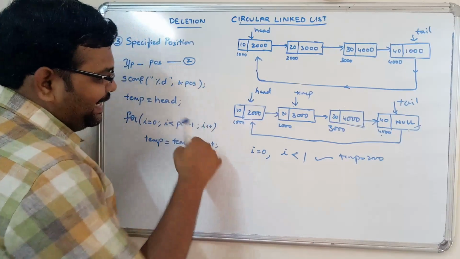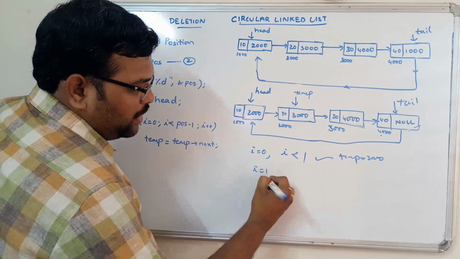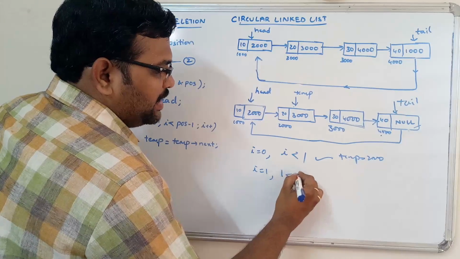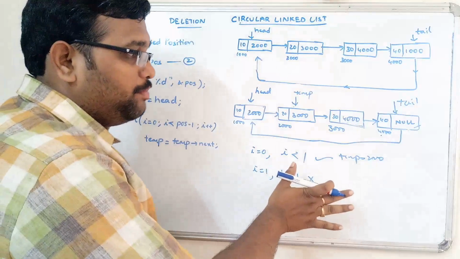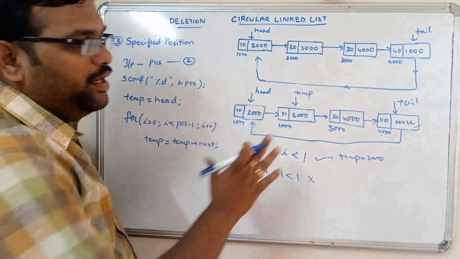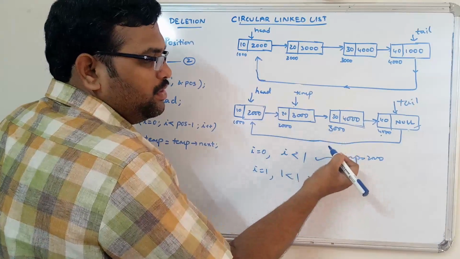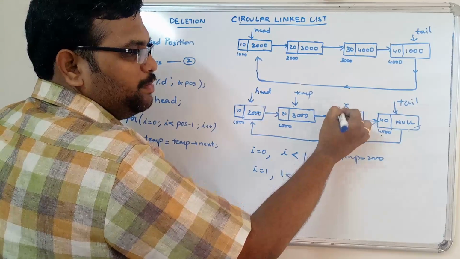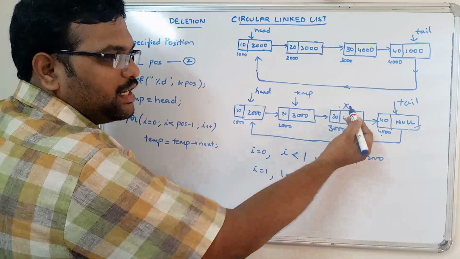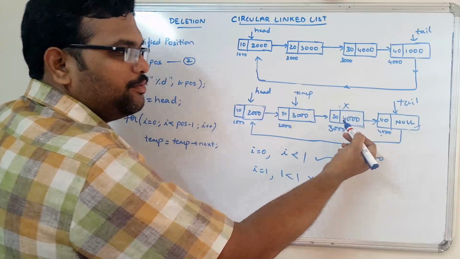Now the second iteration, i plus plus, so i is equal to 1. 1 less than 1, false. So just stop the iterations. What we have to do here? We have to disconnect the second element, that means this element should be disconnected. So we have to disconnect the link between temp and the next value.